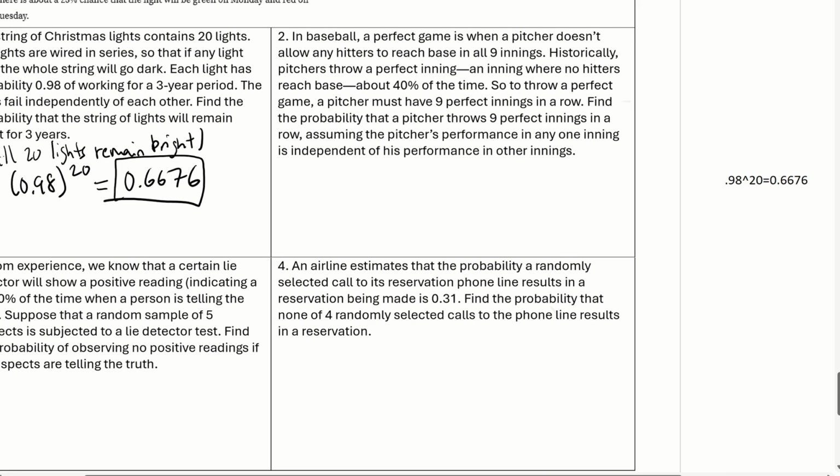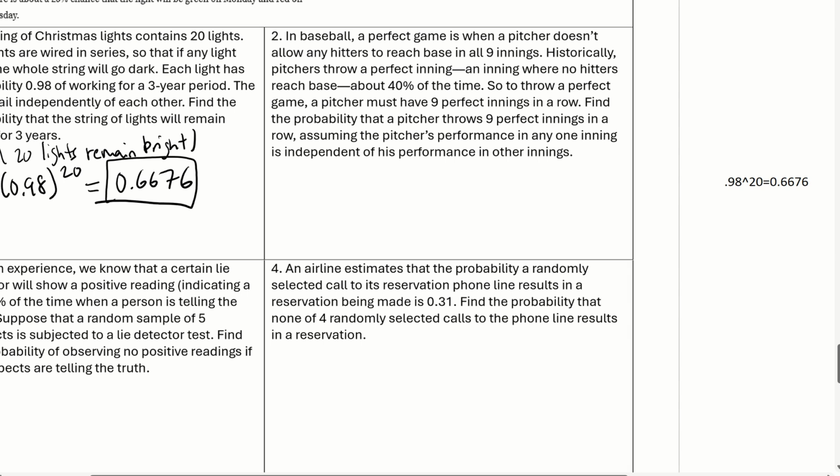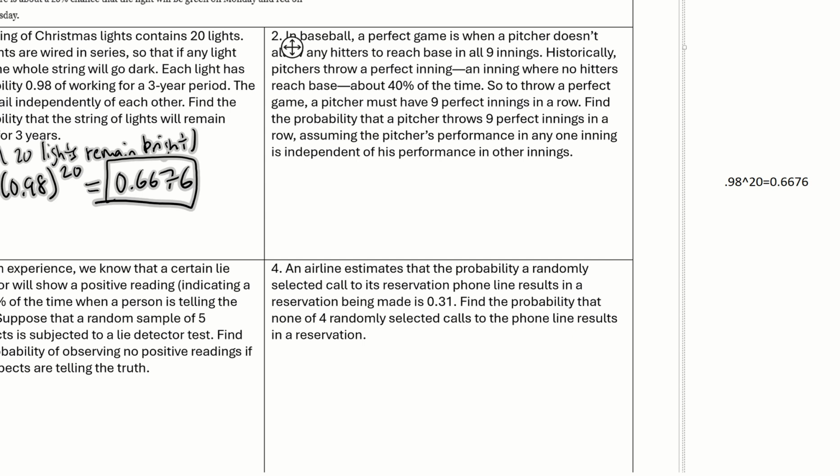All right, in baseball, a perfect game is when a pitcher doesn't allow any hitters to reach base in all 9 innings. Historically, pitchers throw a perfect inning where no hitters reach base about 40% of the time. To throw a perfect game, a pitcher must have 9 perfect innings in a row. Find the probability that a pitcher throws 9 perfect innings in a row, assuming that the pitcher's performance in any one inning is independent of his performance in other innings.